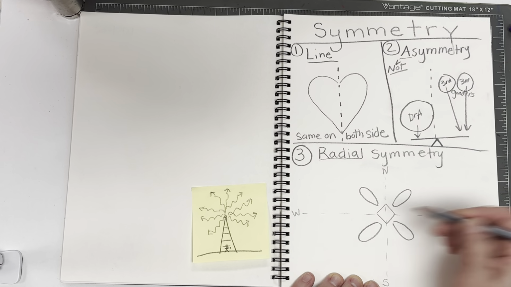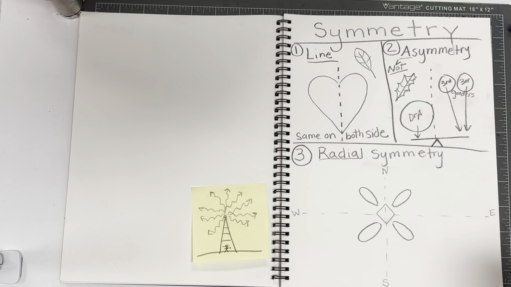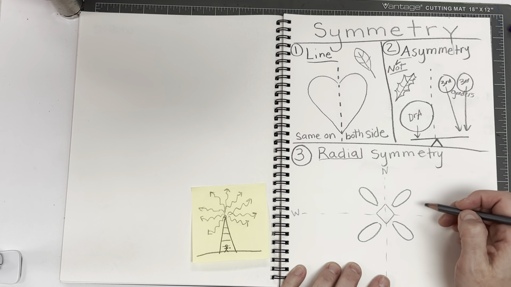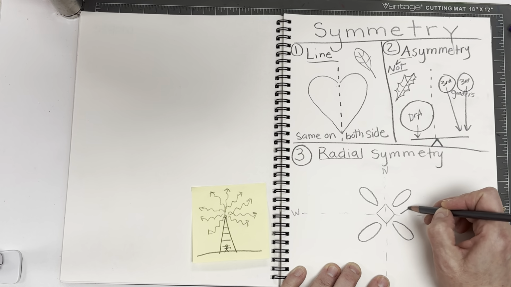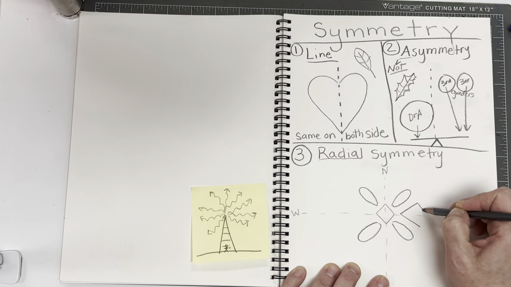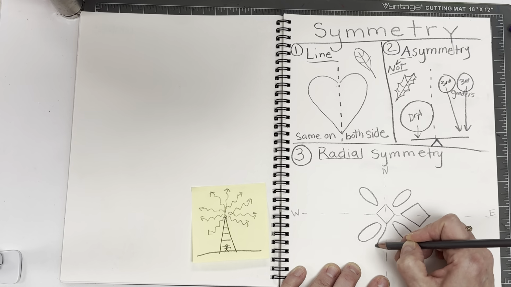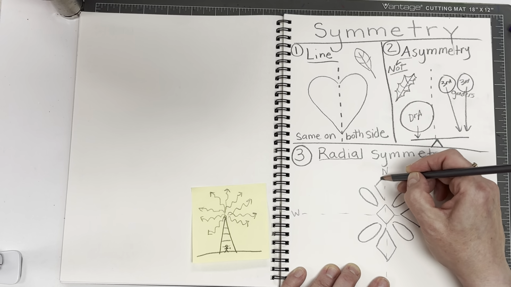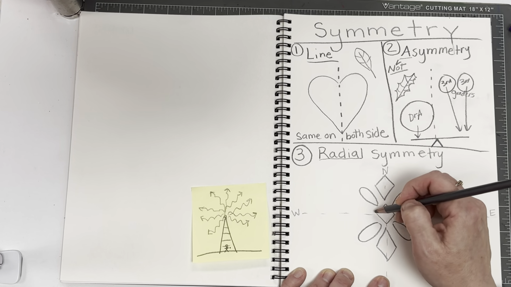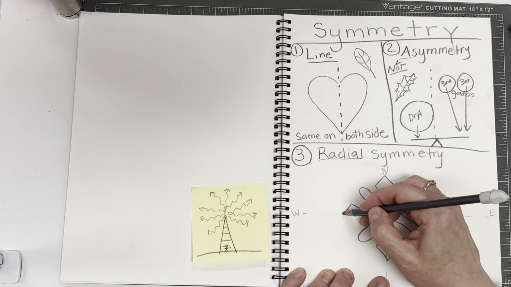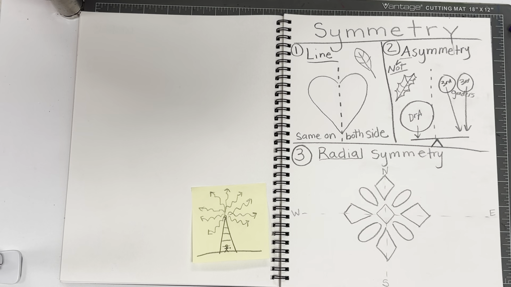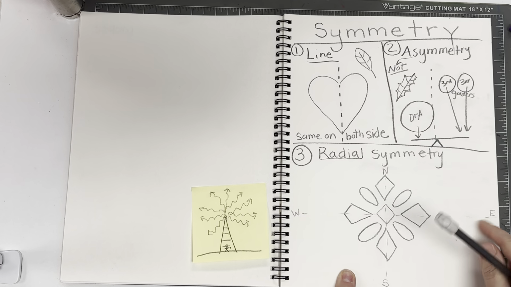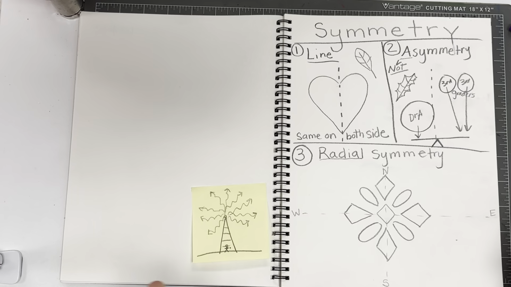Can you think of anything from nature that grows like this? What do you think? Flowers. Flowers, yeah, flowers are like that. So if I'm going to add a diamond shape here, I can add a diamond shape here. In the winter time, we see a lot of things with radial symmetry. Can you think of something that comes in the winter that is symmetrical from the center out? Snowflakes. Snowflakes, yeah, absolutely. So radial symmetry grows out equally in all directions.